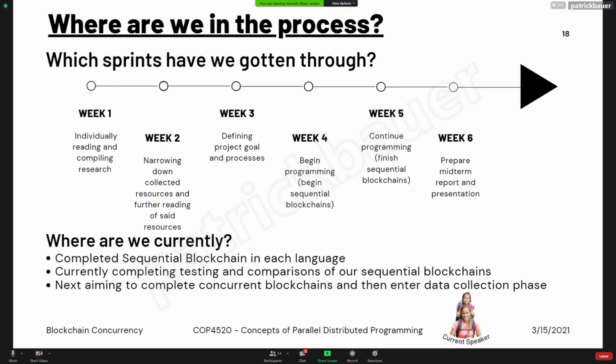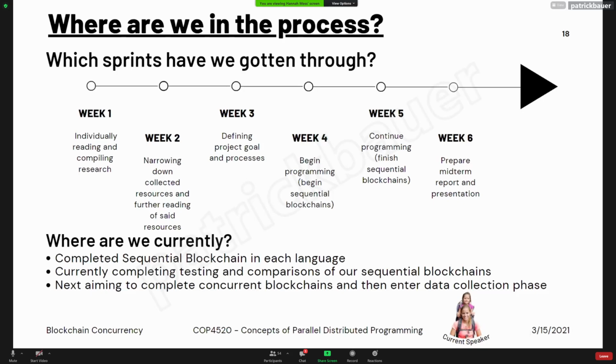So far, we've completed our research. We started with some very broad questions, and after a week of research, we were able to narrow down our questions and collect more focused readings. By week 3, we were able to define our project goal, and by week 4, we began our sequential blockchains, which we had hoped to finish by week 5, but by week 5 we were not finished. So we continued and by week 6, we were finished with our sequential blockchains, and we have been preparing the midterm and the midterm report and the presentations.